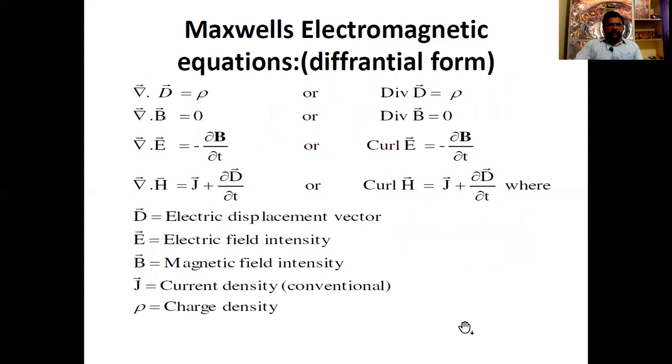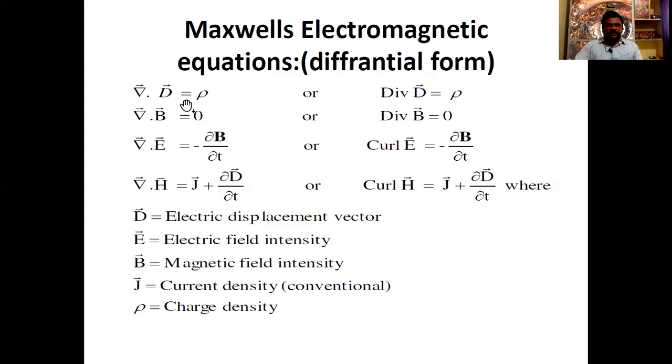So these are Maxwell's equations in differential form. The first equation is del bar dot d bar is equal to rho, and del bar dot b bar is equal to 0. Del bar cross e bar is equal to minus dou b by dou t. Del bar cross h bar is equal to j bar plus dou d bar by dou t. So these are Maxwell's equations in differential form.